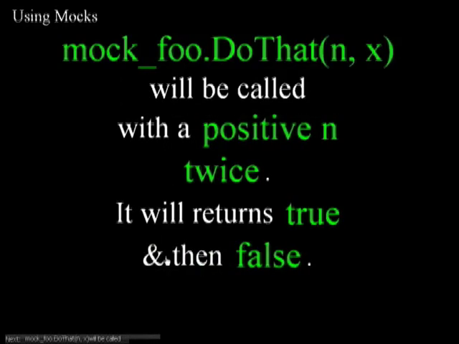Okay, let's look at a concrete example. Suppose this is something you want to test. You want to verify that this mock foo object's do that method will be called where the parameter n should be positive, and it will be called twice. And then you want it to return true the first time and return false the second time. So here's the spec of the test, and here's how we translate it into the syntax of gMock.